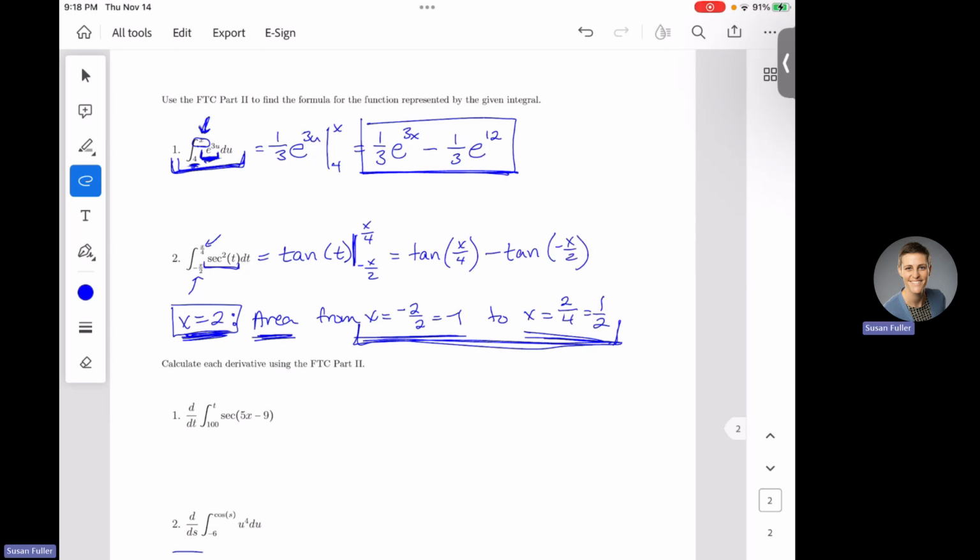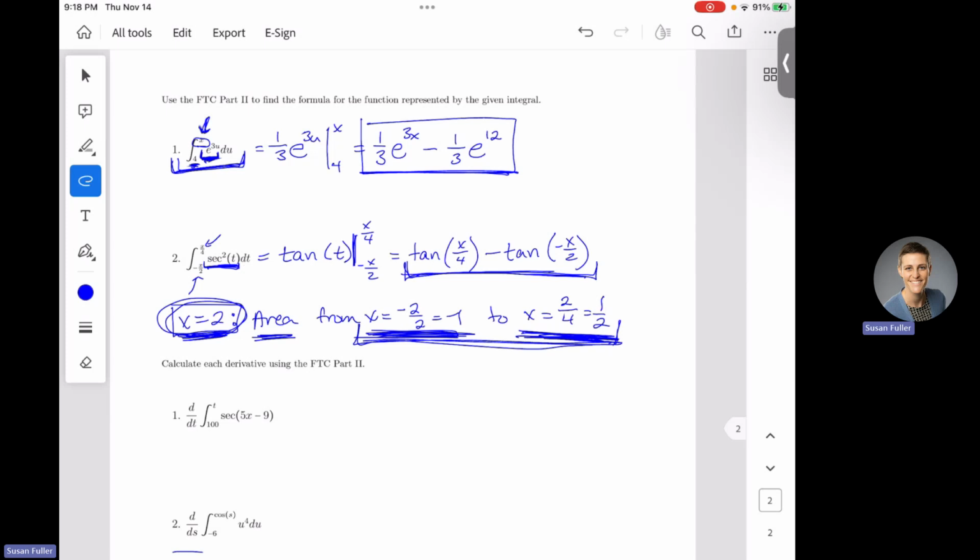And if I plug x equals 2 into this function, I'm going to get a number out. And that number is going to represent the area between secant squared of x and the x-axis from x equals -1 to x equals 1/2. If I picked a different x value and plugged it in, I would get the area again between secant squared of x and the x-axis, but both my beginning and my ending x values would depend on that number that I'm plugging in. So that's what this looks like.